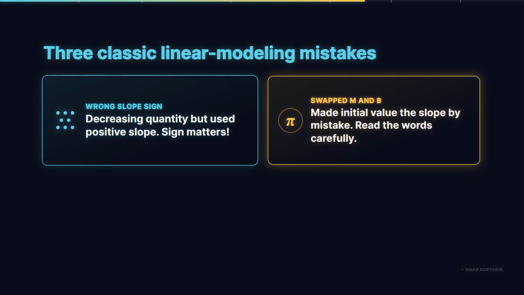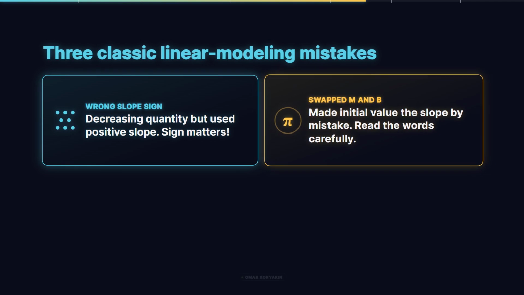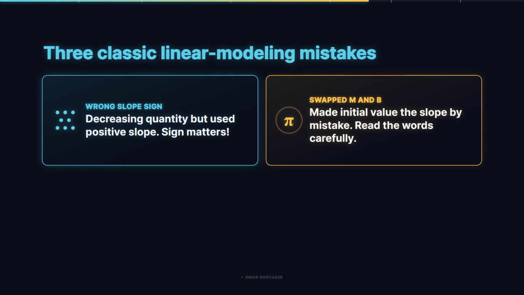The slope has units of output per input, and the intercept has units of just output. Base fee is dollars, not dollars per minute, so it must be the intercept. Per minute rate is dollars per minute, so it must be the slope.